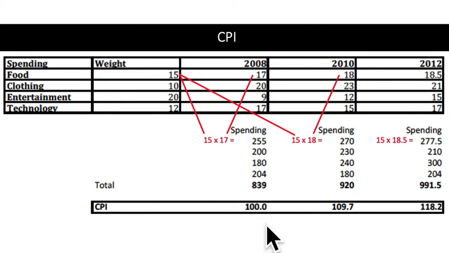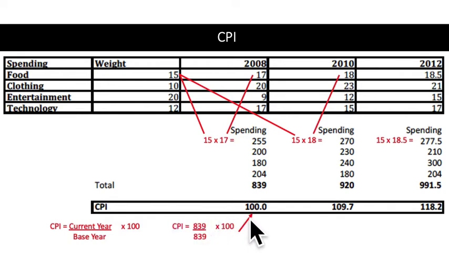And so how do we get these CPI values from our spending amounts? To get CPI, we need to use this equation here. It's CPI equals the current year spending divided by the base year spending times 100. We've chosen to create our base year in 2008 from the question. And so in 2008, our spending in the current year is 839. Our spending in the base year is also 839 because 2008 is going to be our base year. And therefore, 839 divided by 839 times 100 equals just 100. And so that is our CPI value in the base year of 2008.